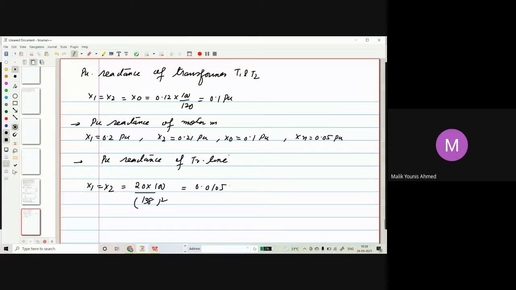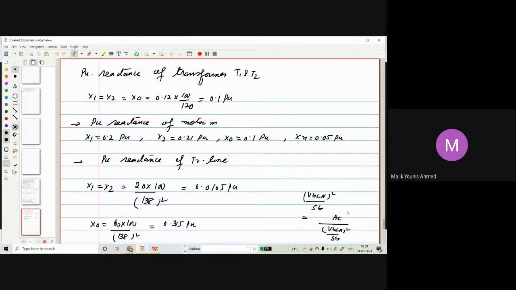So this will come to 0.0105 per unit, and X0 will come out to be 60 into 100 divided by 138 squared. That value comes out to be 0.315 per unit. For those who don't remember, it is V base line to neutral whole square divided by S base, so the actual value divided by this base value.